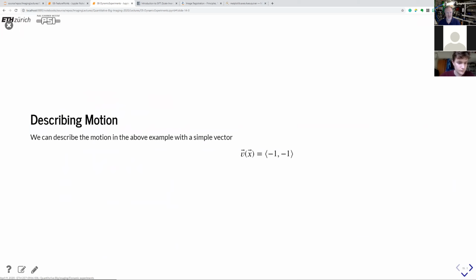And now we want to describe the motion. In this particular example, we actually have a velocity of -1, -1 in the example that I showed. So it's not very fancy, but it could look something completely different.